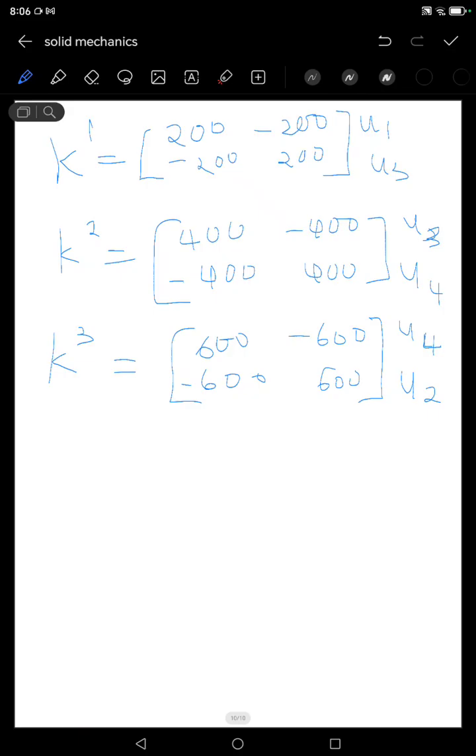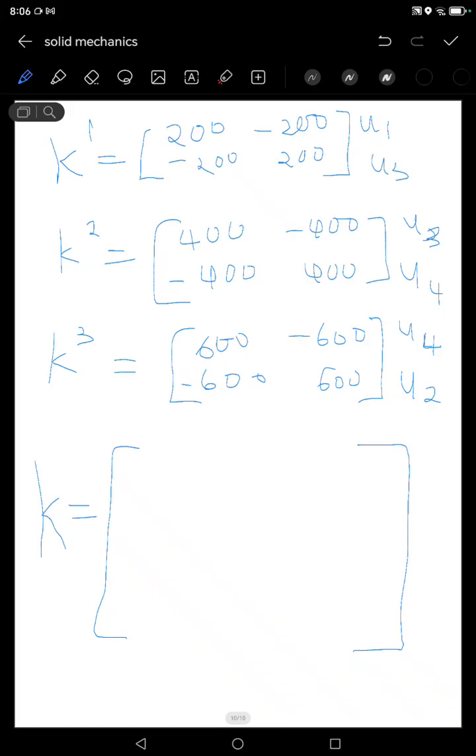Okay, and then after here we're going to combine them, K1, K2, K3, to give what? To have what? The global stiffness. Remember, the first question wants us to determine what? The global stiffness. So it's gonna be the big letter K to show that we're doing the global stiffness.